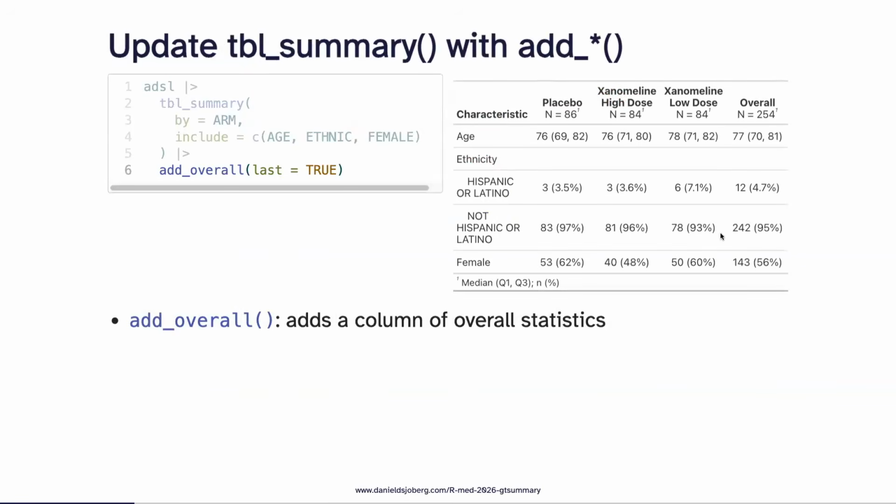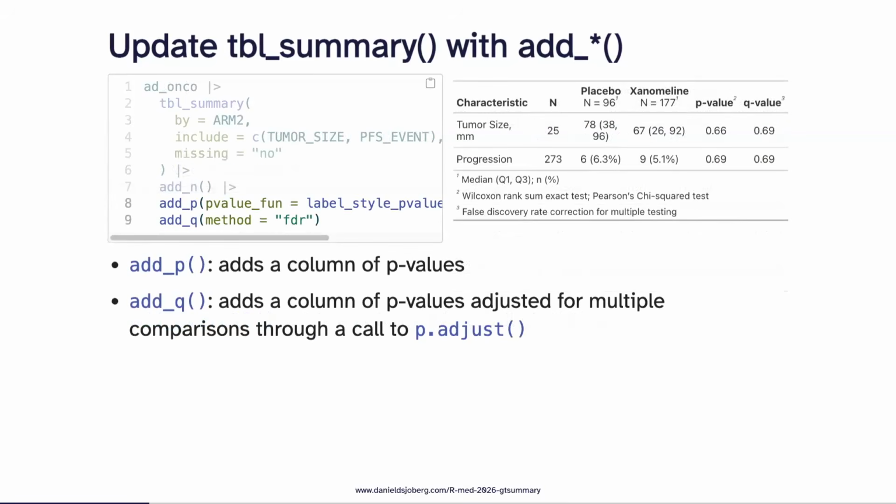All right, let's give some examples of some common add functions you might be using. I think one of the most common ones I use is add overall. You can see here that on lines 1 through 5 I've done exactly what you've seen before, and I'm splitting it by treatment. And I'm adding on an overall column to just show what's going on for all subjects at once. That's a very common one.